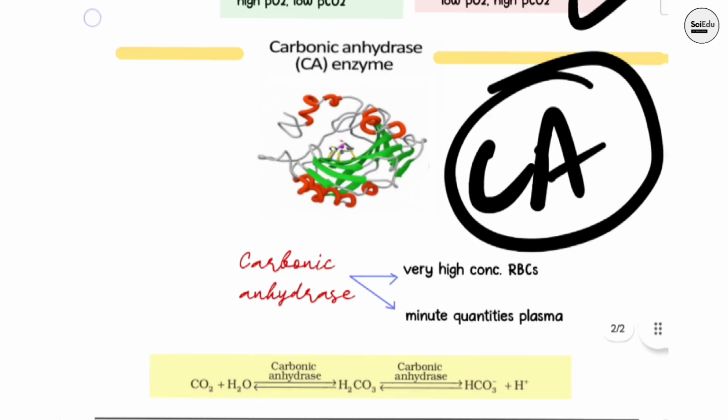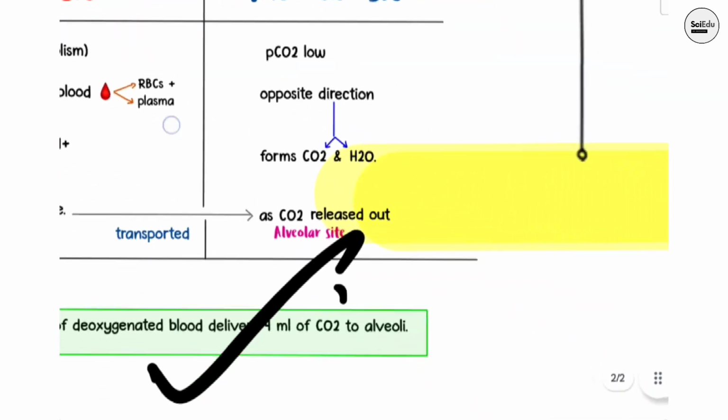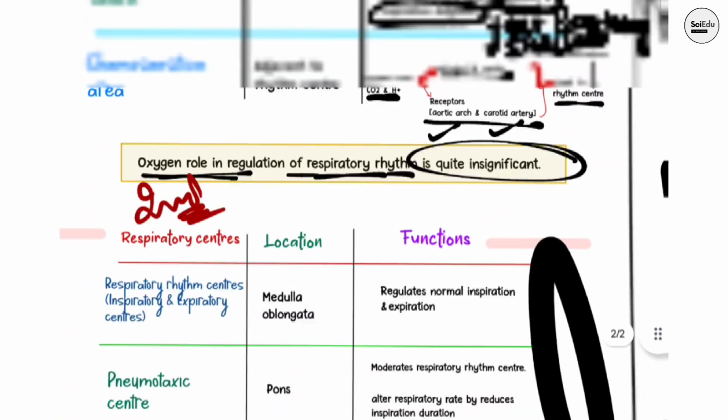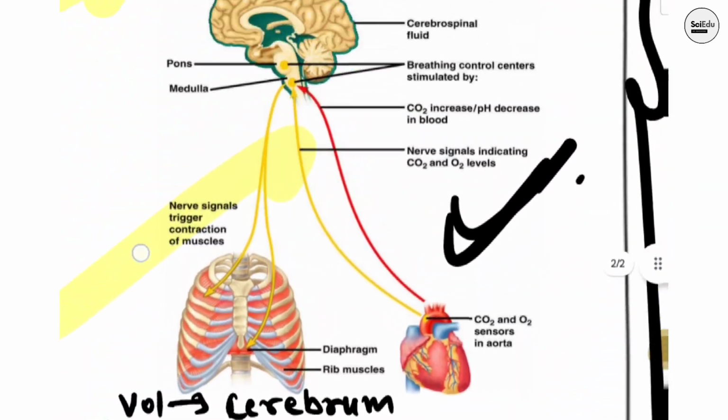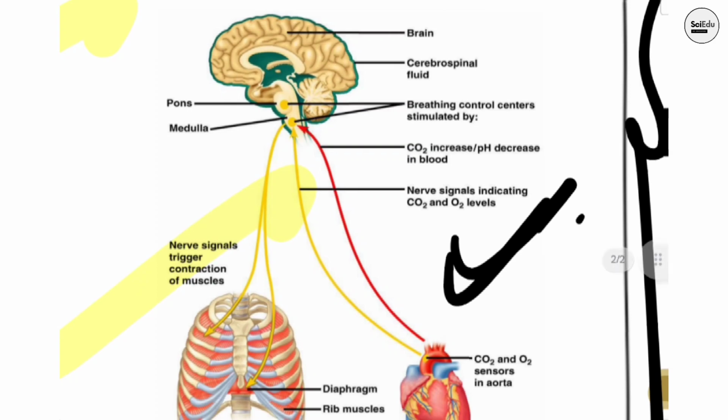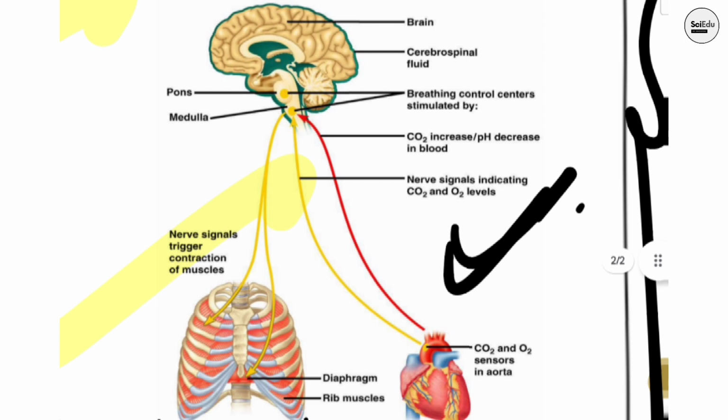Respiratory rhythm is maintained by the respiratory center in the medulla region of the brain, a pneumotaxic center in the pons region of the brain, and a chemosensitive area in the medulla can alter respiratory mechanism.